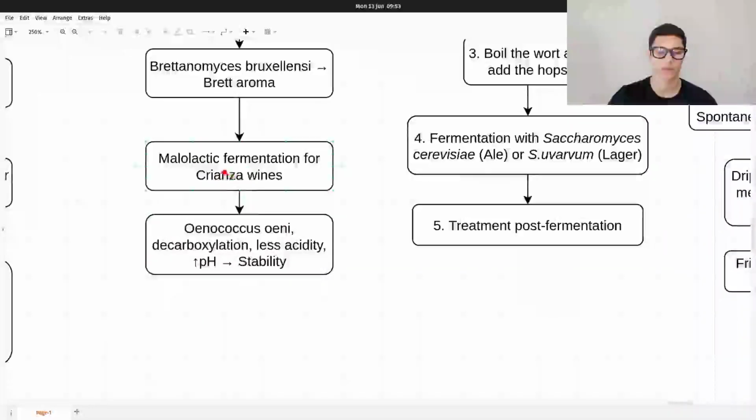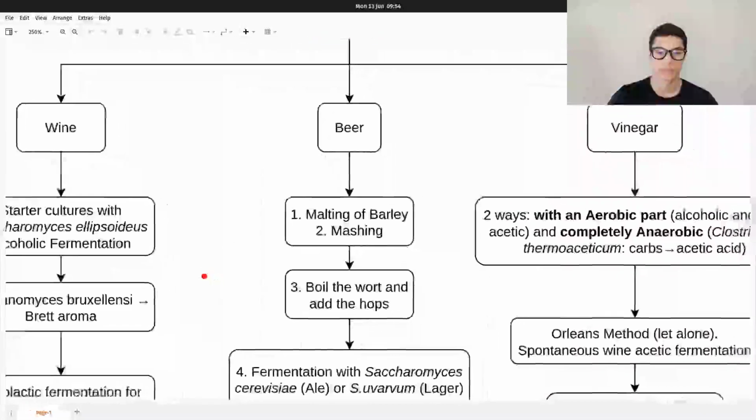That's why the Crianza wines that are matured for 3 years, 5 years are very high quality, also because of the stability they have. And then we have the beer.